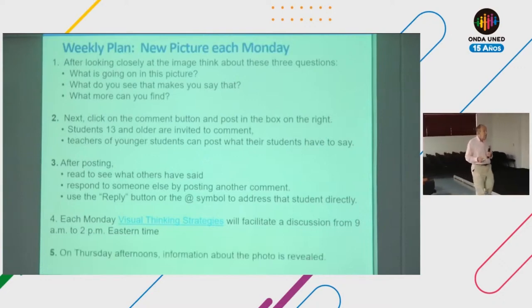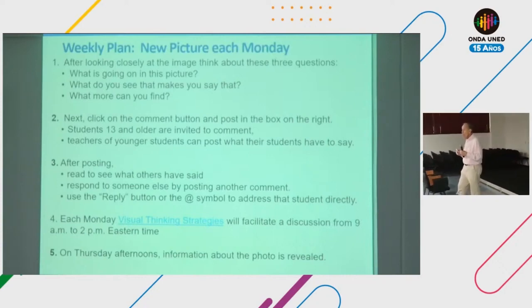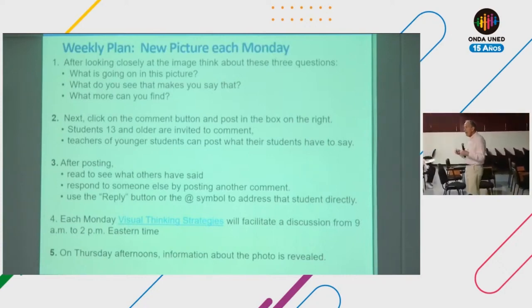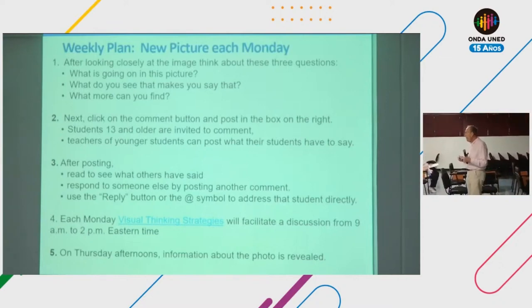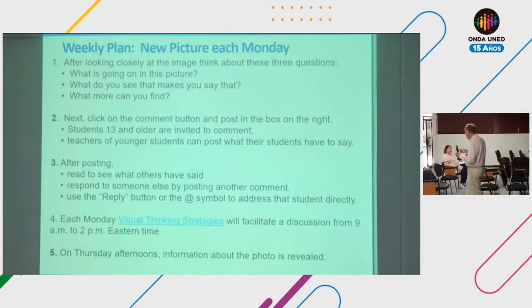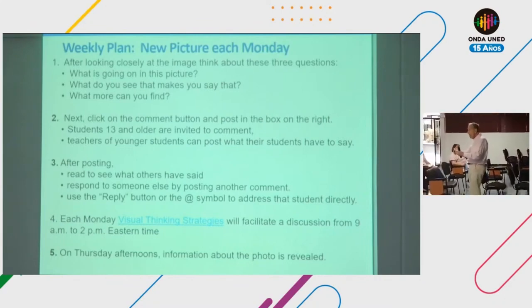On Thursday afternoons, information about the photo is revealed. And that's an opportunity for your students to read newspaper language. So you've been developing vocabulary and verb structures and all kinds of language around the picture, and that should help prepare them to read what the picture is about. So you've got four days to scaffold this reading of the caption.